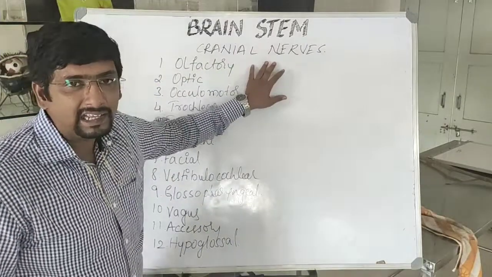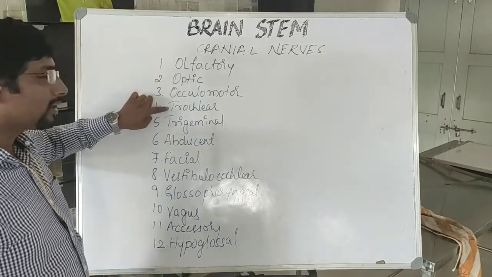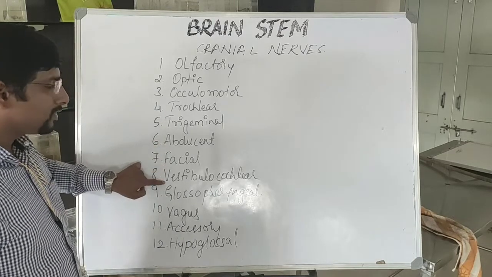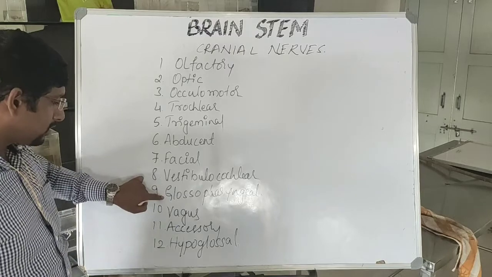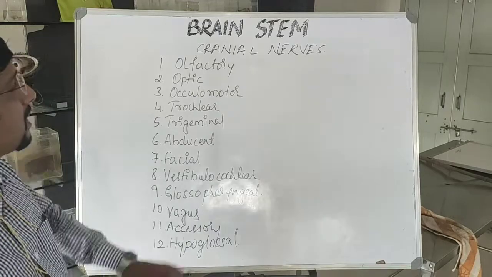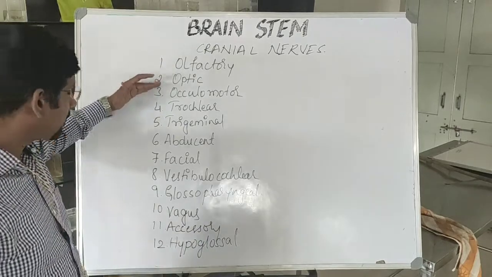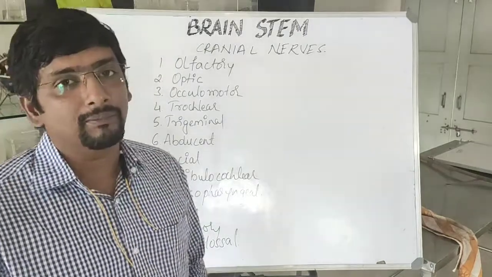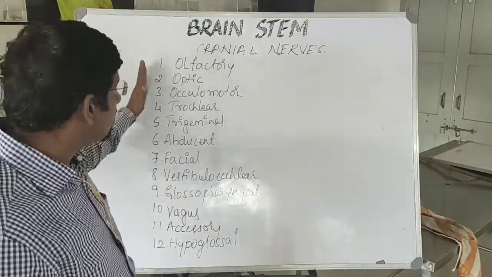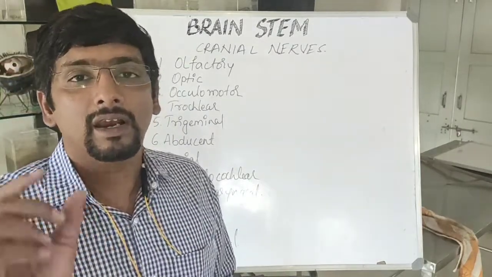See, the 12 cranial nerves are olfactory, optic, oculomotor, trochlear, trigeminal, abducent, facial, vestibulocochlear, glossopharyngeal, vagus, accessory, and hypoglossal nerves. These are the 12 cranial nerves. Except for the first, olfactory, and the optic nerve, the 3rd to 12th cranial nerves are related with the brainstem. This is the sequence of the cranial nerves. You have to remember the cranial nerves along with their numbers.